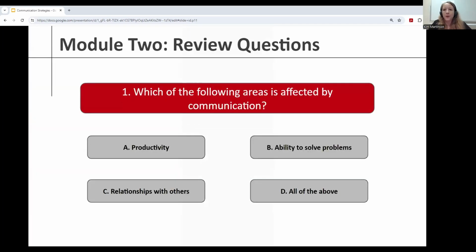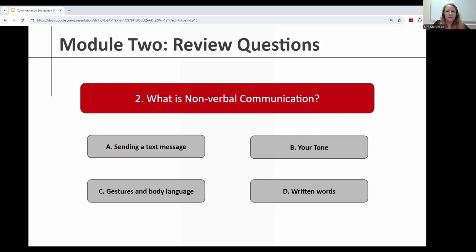Okay, so we're just going to do a couple of review questions here, and you can just type in the chat what you think the answer is. So first question, which of the following areas is affected by communication? A, productivity, B, ability to solve problems, C, relationships with others, or D, all of the above? Okay, great. Yes, D, all of the above. Remember, I mentioned that communication can affect the level of stress, our relationships with others, ability to reach goals, and so on.